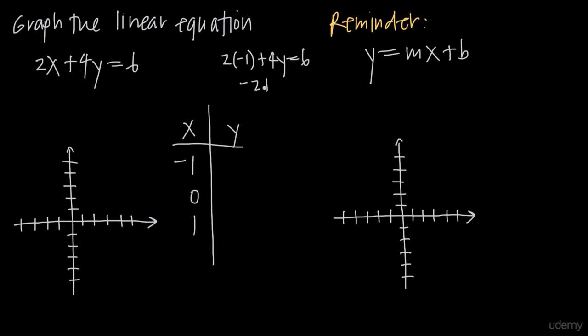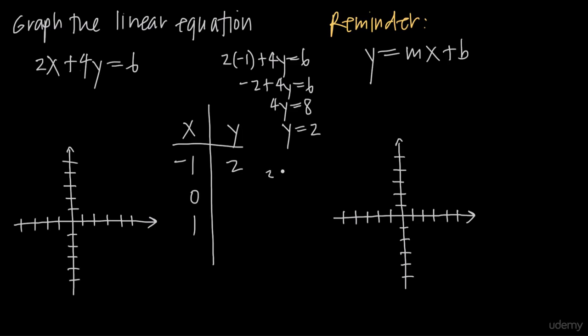So we'll get -2 plus 4y equals 6. Adding 2 to both sides, we'll get this -2 to cancel. We'll be left with 4y is equal to 8. Dividing both sides by 4, we'll get y equals 2. So the associated value here is y equals 2, so we have the coordinate point (-1, 2). Now let's go ahead and plug in 0.